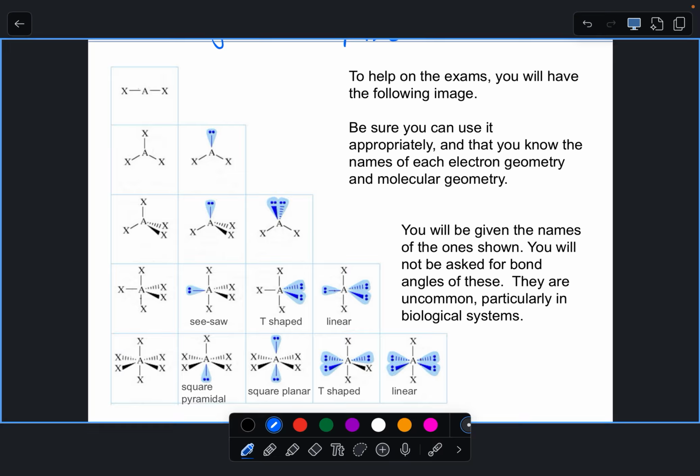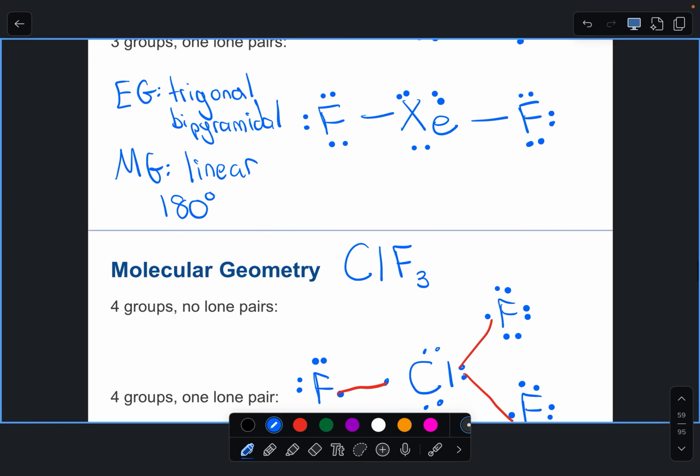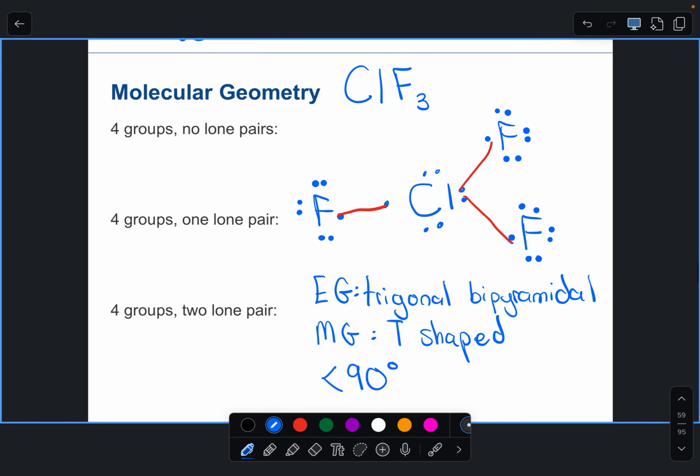Okay? All right, the next one was ClF3. Like I said, it's a little bit weird because we don't normally see chlorines in the middle of a molecule.